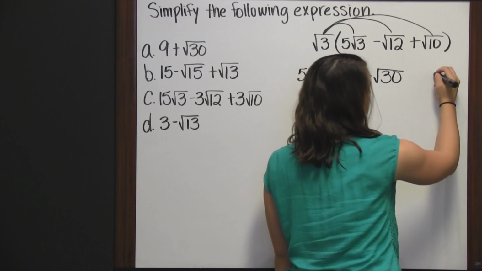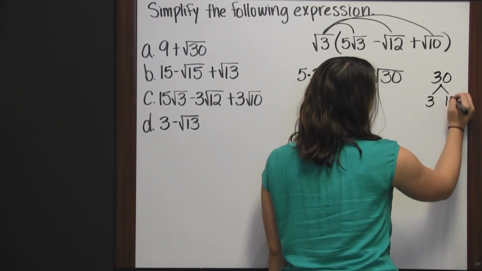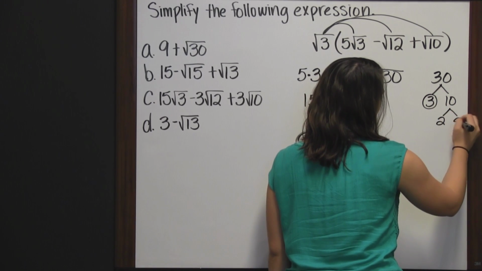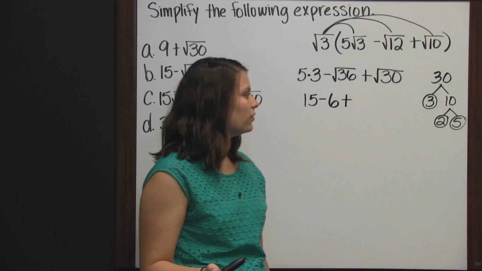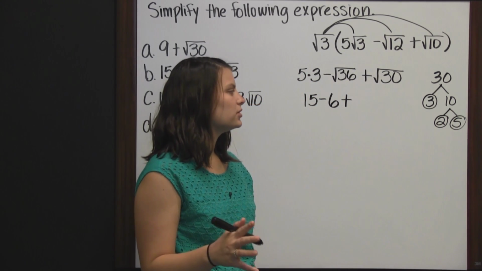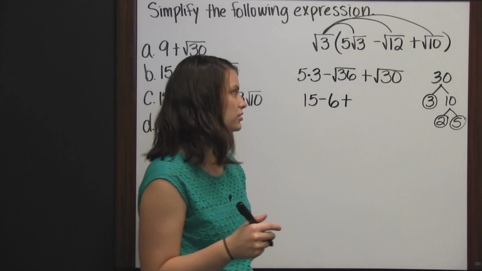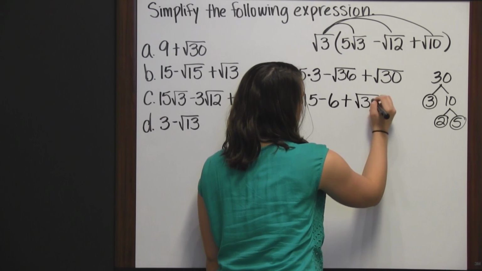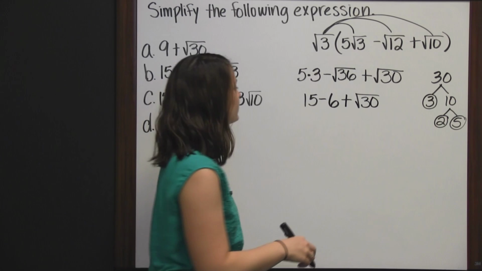So to break it down, you can just do a factor tree. 30 is 3 times 10. 3 is prime, and 10 is 2 times 5, and those are both prime. So I have no pairs of numbers and no perfect square factors, so I can't take the square root of any part of 30. So it has to be left as just the square root of 30.